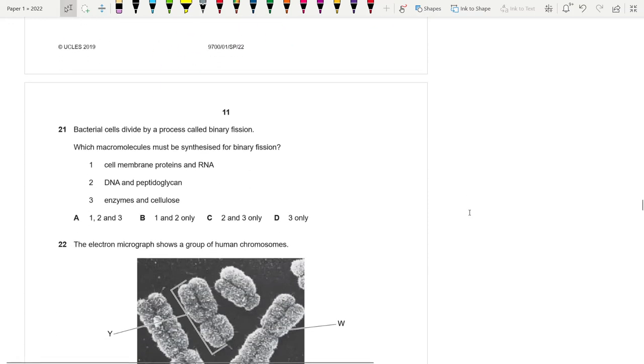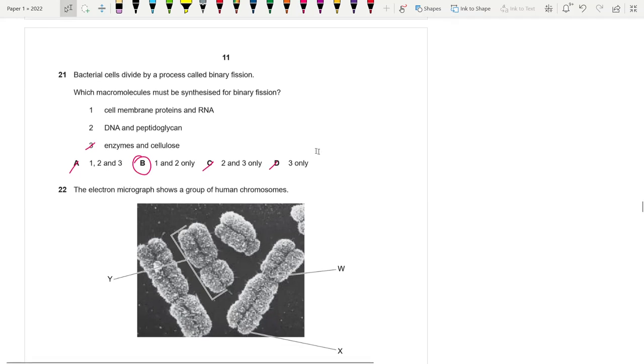21. Bacterial cells divide by a process called binary fission. Which macromolecules must be synthesized for binary fission? Basically, DNA is replicated, or they divide by binary fission mainly, okay? So cellulose is totally wrong because bacteria do not have cellulose. 3 is wrong, okay? So the answer must be B, 1 and 2. So we need DNA and peptidoglycan because peptidoglycan is part of their cell wall, and cell membrane proteins and RNA is required, obviously, okay?